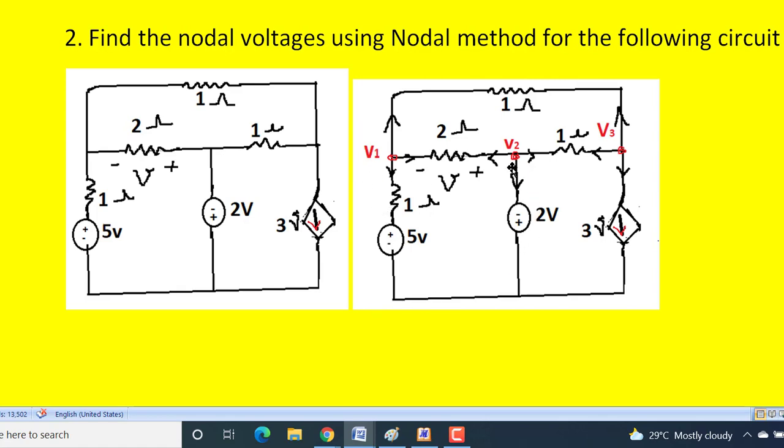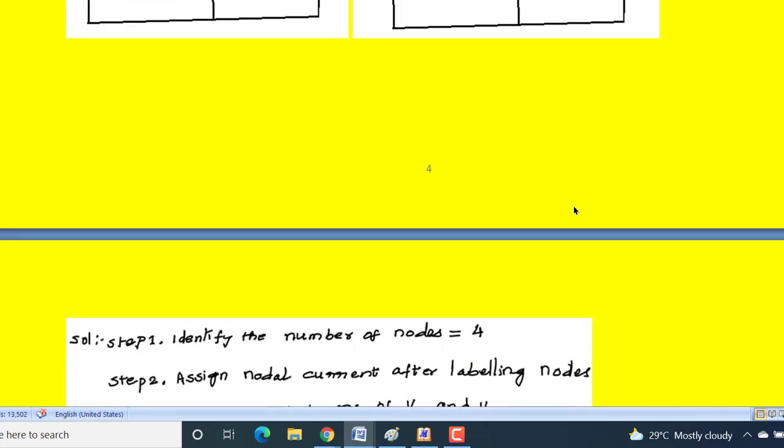Whereas for V2 also, the current starts flowing from its node towards the branches. So it flows like this in this branch. Similarly, the current flows like this in this branch, and like this in this branch. Similarly for V3, one current flows through the 1 ohm resistor, the other current flows through this dependent current source branch. Similarly, there is another current that flows here, through 1 ohm. So we have identified the number of nodes and the reference node, and we have shown the current directions in the branches.